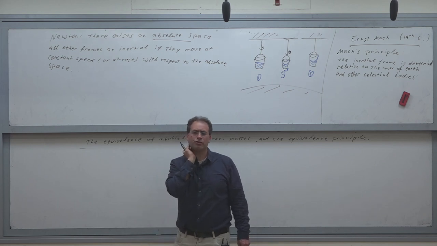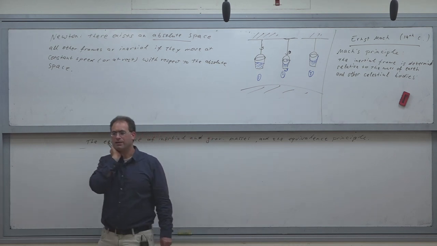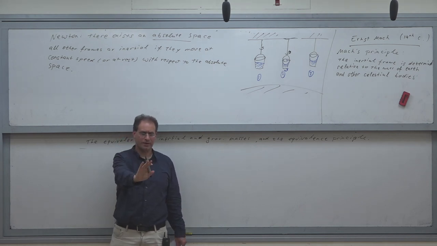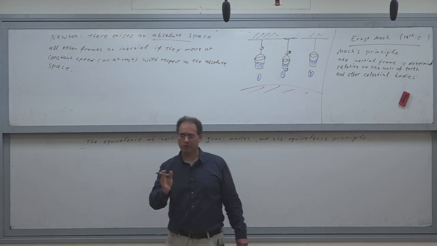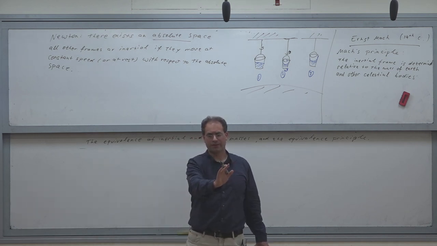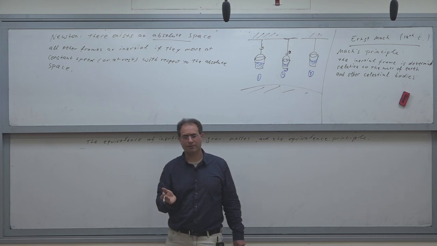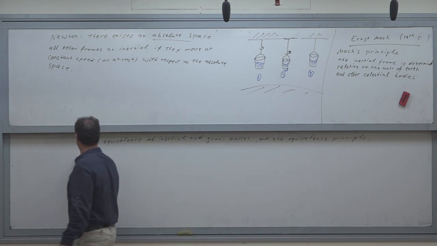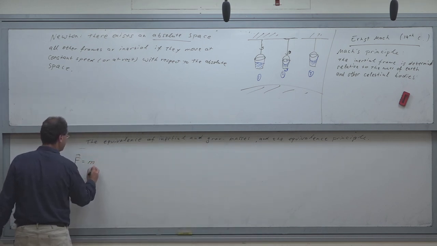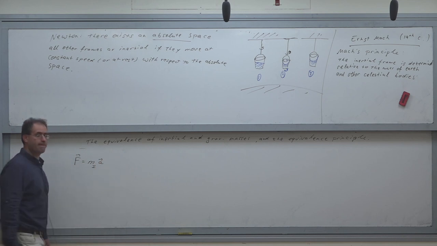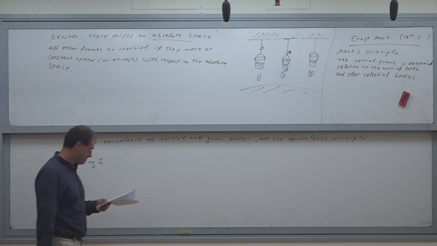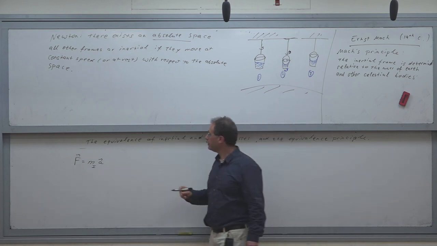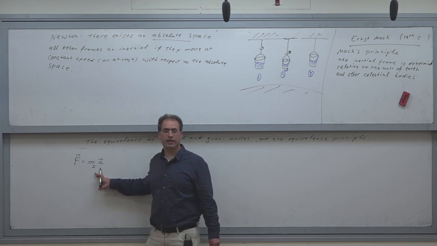The first we call inertial mass, the mass that responds to a force. We put a force on the body, any force, and it will start accelerating. How much it will accelerate depends on the force and on the mass. F equals m inertial a. Inertial mass is the mass that appears in Newton's second law of motion.